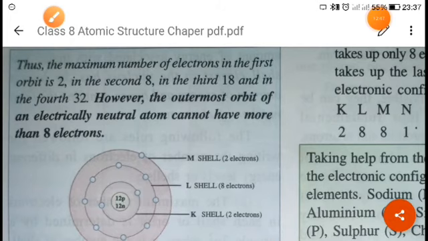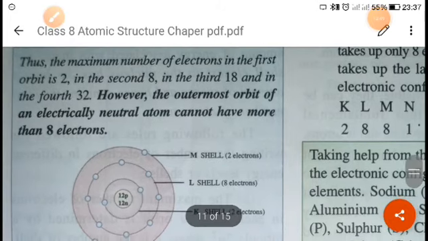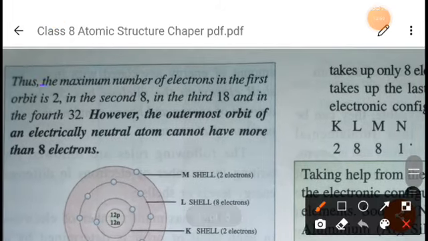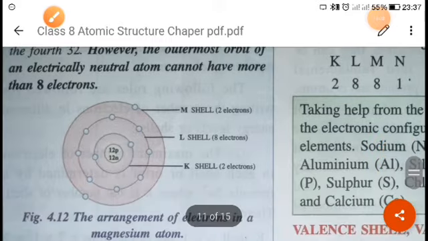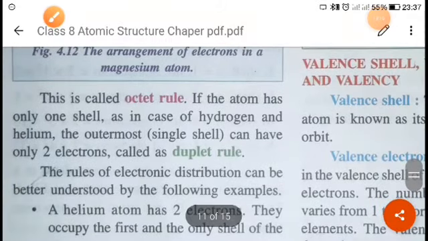Now from here what we can conclude is that the maximum number of electrons in the first shell will be 2, in the second shell will be 8, in the third shell 18, and the fourth shell 32. However, the outermost orbit of an electrically neutral atom cannot have more than 8 electrons. Okay, so I hope you have understood this, right? So keep up to this.